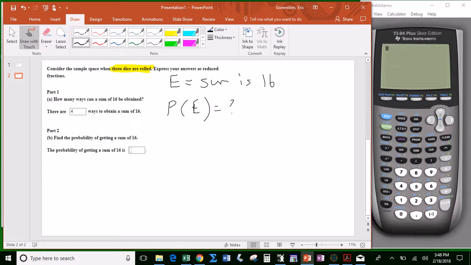This is part A, sum of 16. So 3 dice have to add up to 16. Now for 3 dice to add up to 16, the smallest number possible would be 4. For example, if one die was a 3, even if the other two were as high as they could be, 6s, this only adds up to 15. So that first number has got to be a 4.